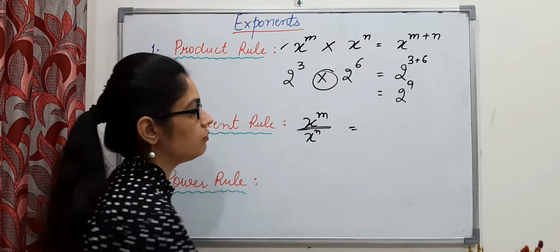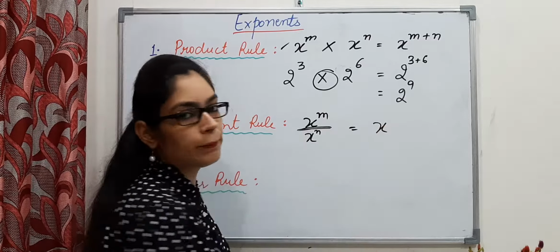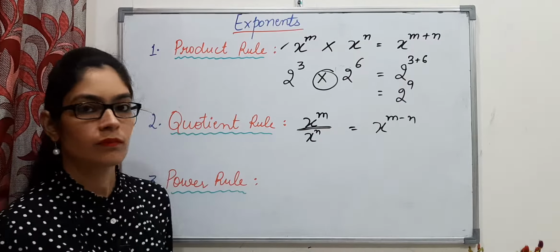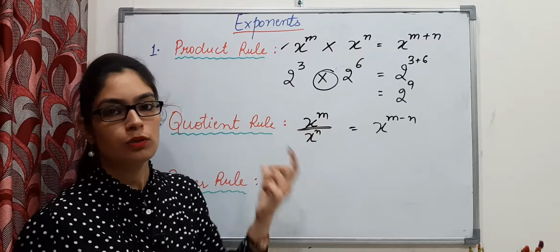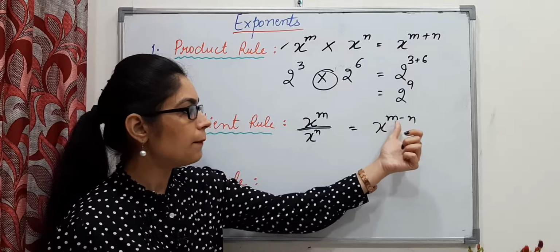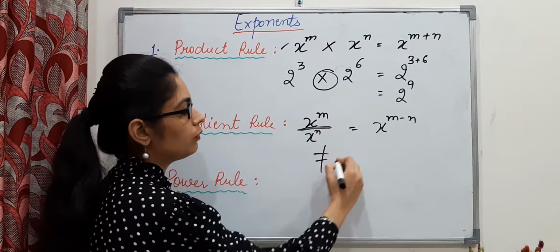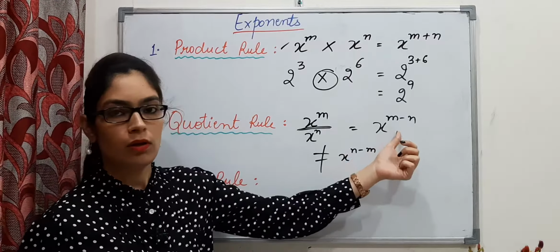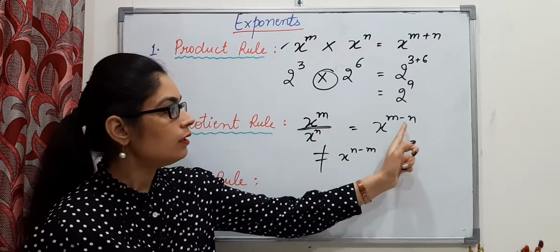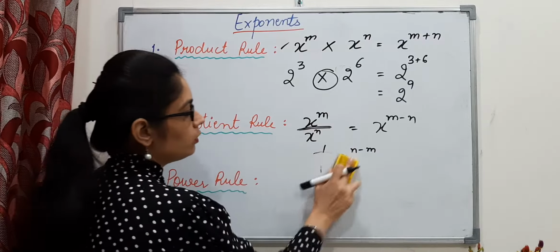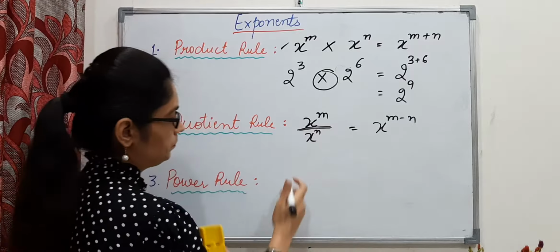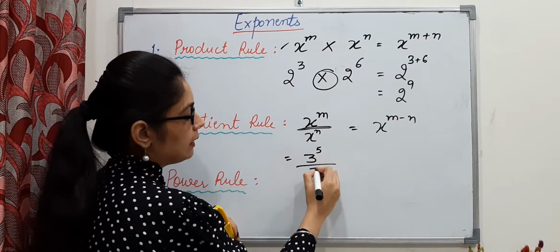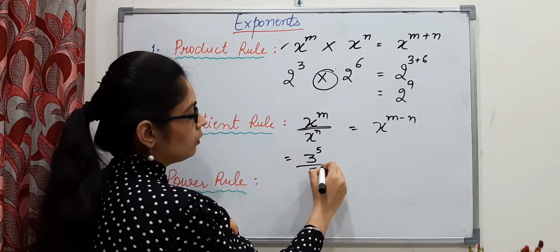This is the sign of division. Then we have to subtract the powers. So it will be m minus n. The power of the numerator should be written first. So it should be m minus n. It should not be x to the power n minus m. No. First is the power of the numerator, then the power of the denominator. So we will also take one example. I have a number 3 to the power 5 and the same 3 to the power 2 I'll take.